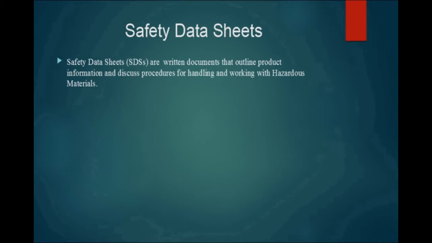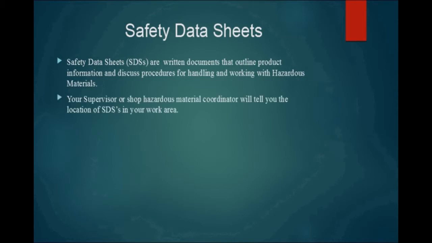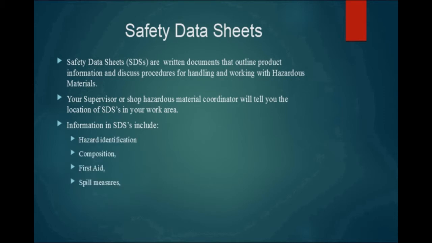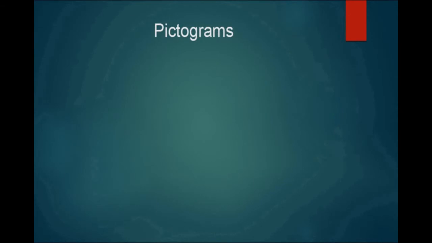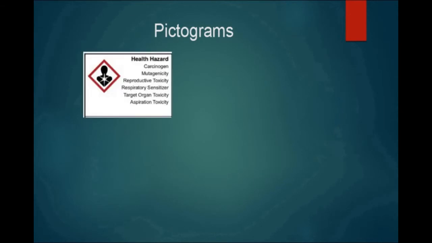Safety data sheets. Safety data sheets are written documents that outline product information and discuss procedures for handling and working with hazardous materials. Your supervisor or shop hazardous material coordinator will tell you the location of SDSs in your work area. Information on SDSs include hazard identification, composition, first aid, spill measures, handling and storage, PPE to be used, and other information.